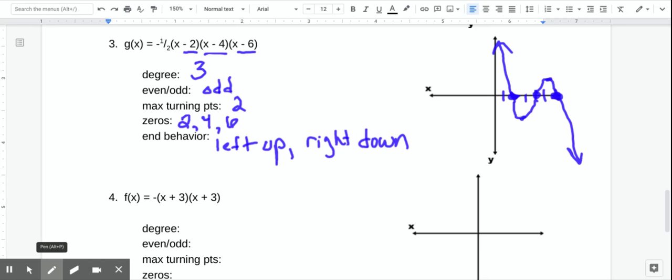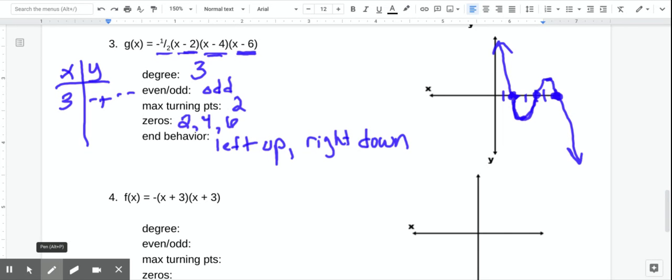If you wanted to double check that, we could plug in numbers into our table of values like we did before. So we could plug in something like 3. If you plug in 3, you've got that negative. Plug in 3, that's a positive. Plug in 3, that's a negative. And plug in 3, that's a negative. So a negative times a positive times a negative times a negative is a negative. So this does, in fact, come down here.